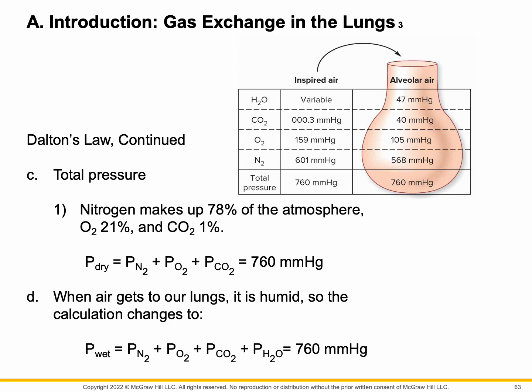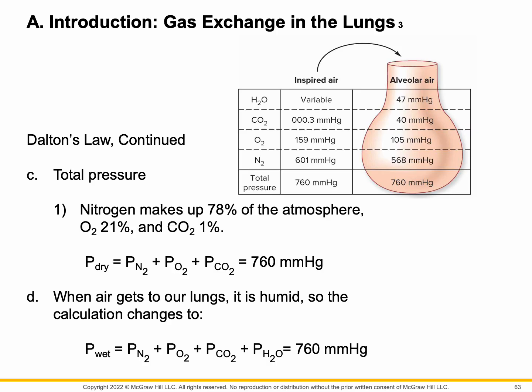The water is going to be variable. Carbon dioxide will be 0.3 millimeters of mercury. Oxygen will be 159 millimeters of mercury. Nitrogen is 601 millimeters of mercury. So that adds up to 760 millimeters of mercury.